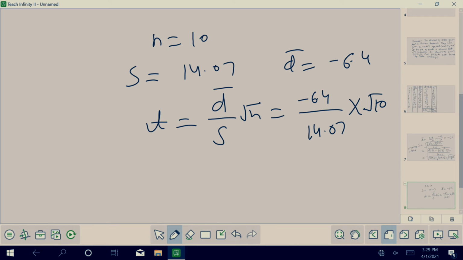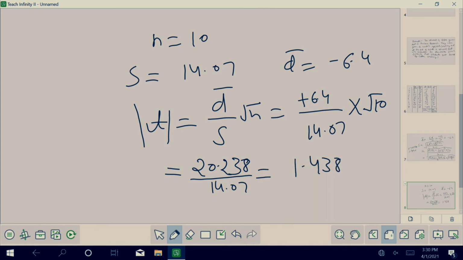So you can use this sign, this is the sign of mod, then you can ignore the minus, you can make it plus, right. So what is the value of t now? 20.238 divided by 14.07, it is 1.438. This is the calculated value of t.